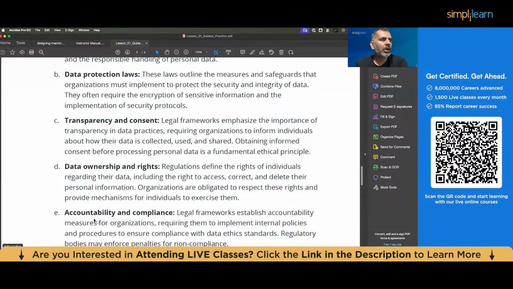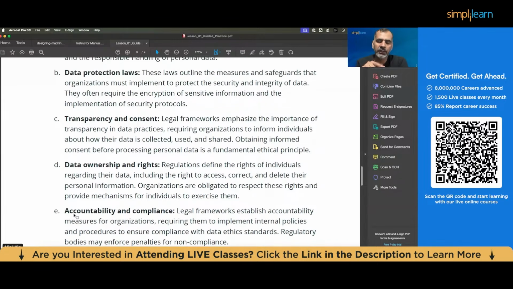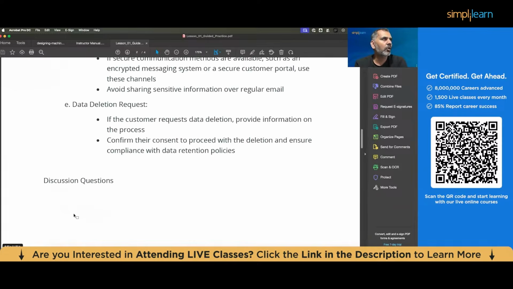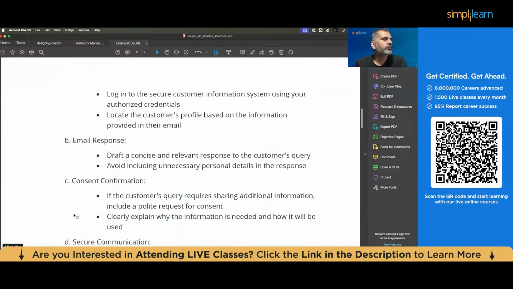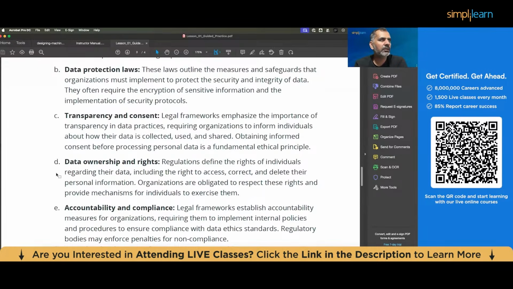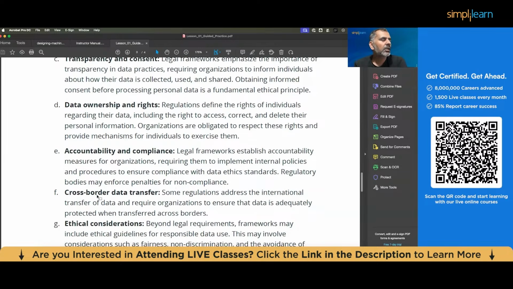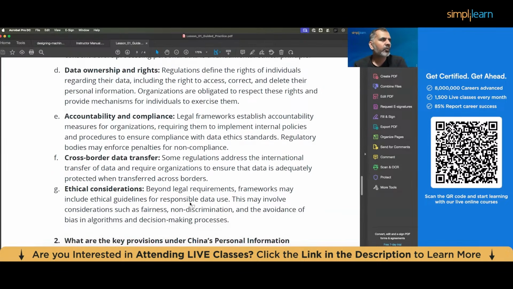And finally, accountability and compliance. The legal framework establishes accountability and measures for the organization, which is required to implement internal policies, the policies which follow all these steps, like step A to E. So there should be some policy making the organization accountable, that it is following all the data ethics standards. If it is a cross-border data transfer, then obviously some more regulations need to be introduced, and this is something we discussed. And finally, ethical considerations, we talked about that.